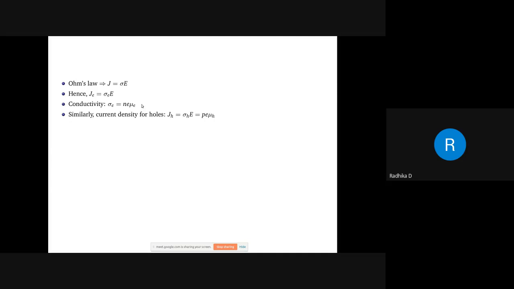Similarly, I will do for holes. For holes, I get sigma H as P e into mu H. P is the number density of holes, e is the charge of electron or charge of hole, I can say both are similar, and then the mobility of the holes. Mobility will be obviously different for electrons and holes. So I get the total conductivity as the sum of sigma E and sigma H, the sum of these two conductivities, electron conductivity and hole conductivity.